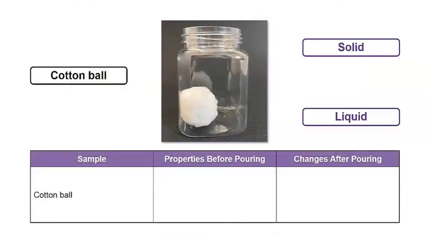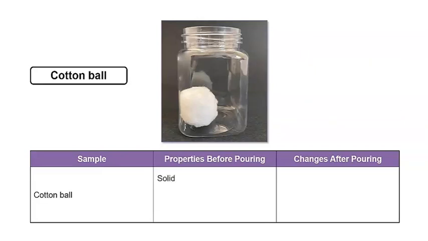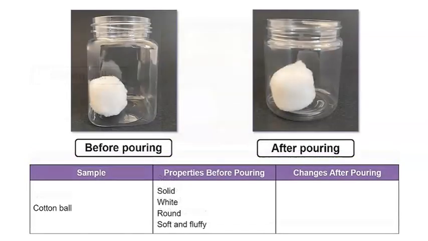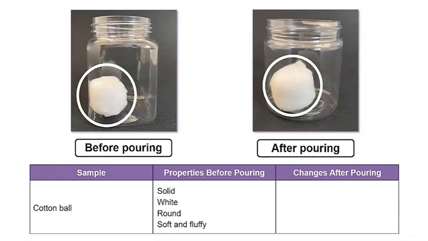Is the cotton ball a solid or a liquid? It's a solid. What other properties do you observe? I see that the cotton ball is white and round, and it feels soft and fluffy. Let's pour the cotton ball into the second container. Do you notice any changes after pouring? No! The cotton ball looks exactly the same as it did before. There is no change to the cotton ball.